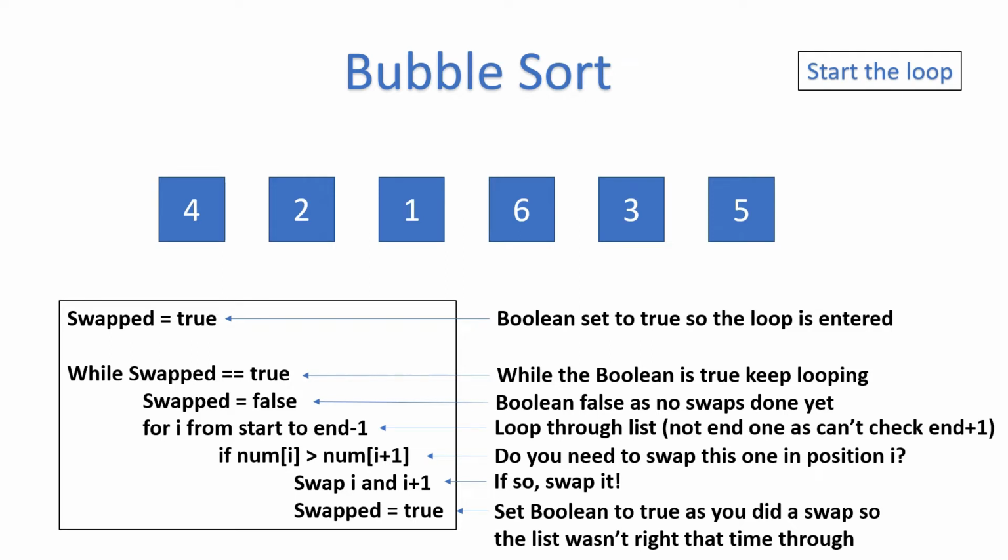If it's done a swap on that time through the numbers, it will actually then go around the while loop one more time just to check until it doesn't make any swaps. So let's see how it works.